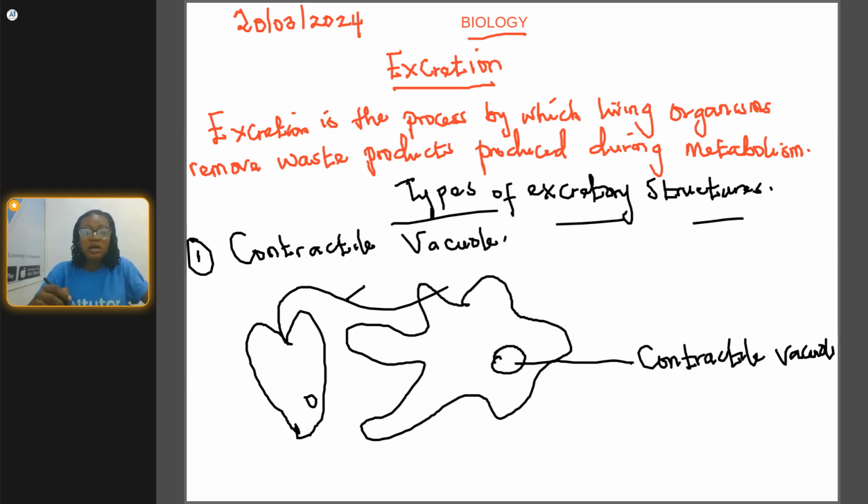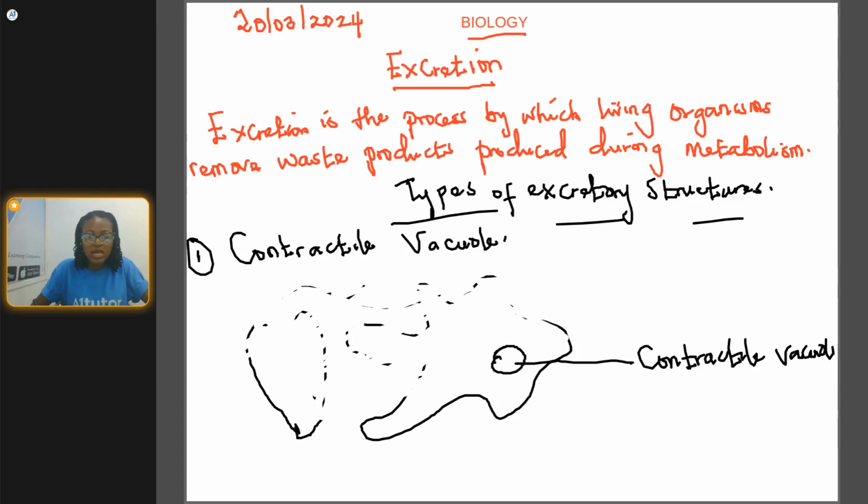All right. So another structure is the flame cells. That is the second structure. The first structure is the contractile vacuole, which you can find in protozoans and simple organisms like the amoeba, the euglena, the paramecium. That is where you can find the contractile vacuole, and it is used to remove excess water and also regulate water balance in their body.